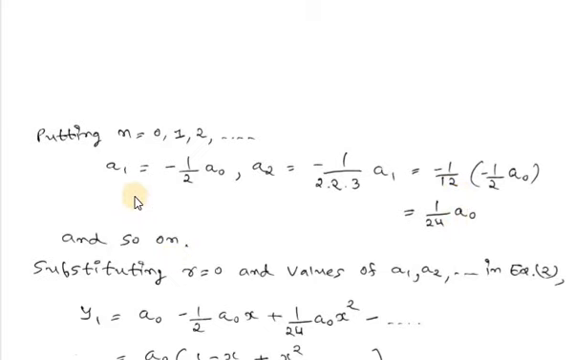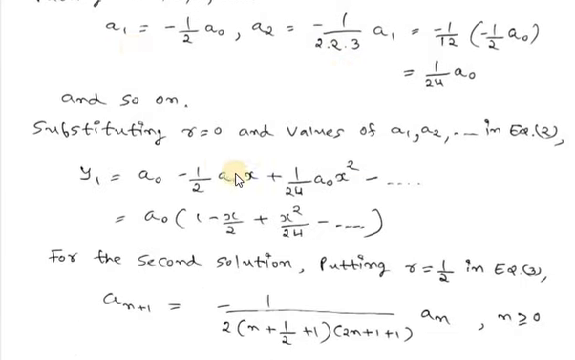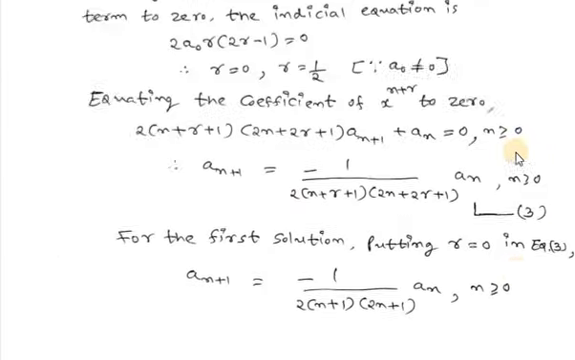So we have the values of a1 and a2. Now substituting r equals 0 and the values of a1, a2 in equation number 2.